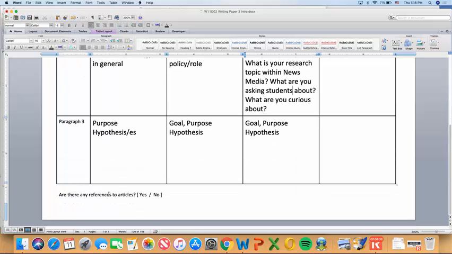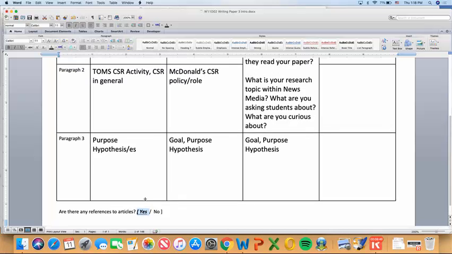Are there references to articles in the introduction? Yes, there are. So remember that when you're writing this paper. Include references. There's more references in the discussion part, but you should still be using references and including some of the main terminology and ideas. Any other questions? All right.